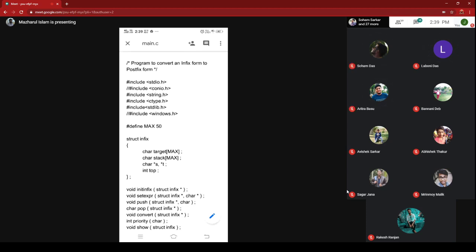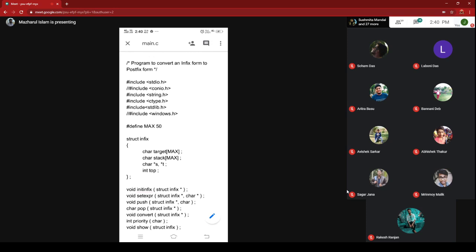And I will request you to concentrate on what I am saying and try to understand the syntax and definition of the function. It is a little bit tricky. Okay, this is the infix to postfix conversion program. This program is taken from Yashwant Kanetkar's book. Okay, I'm telling the source.